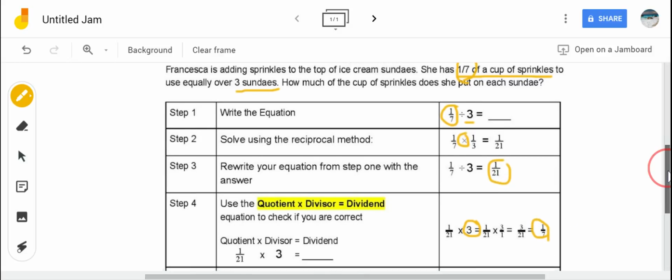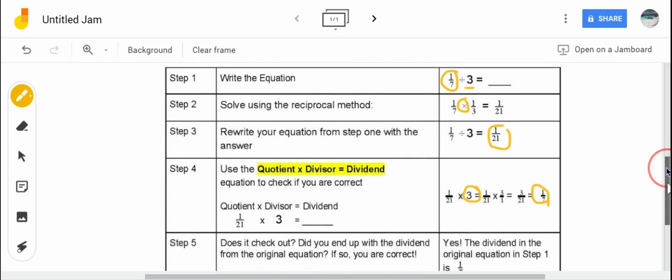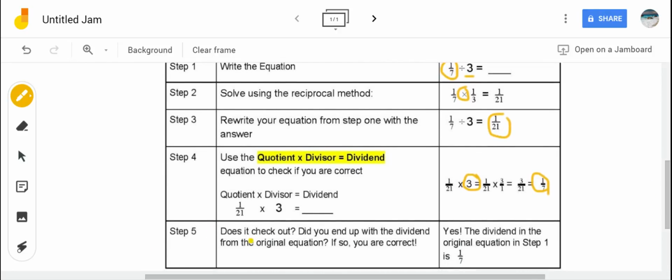So now we have to go back and see if this works. Does it check out? Did we end up with the dividend from the original equation? If we look at the original equation, the dividend is 1/7 right here. And if we look at our quotient times our divisor, we do get the answer of 1/7. So this method did work.